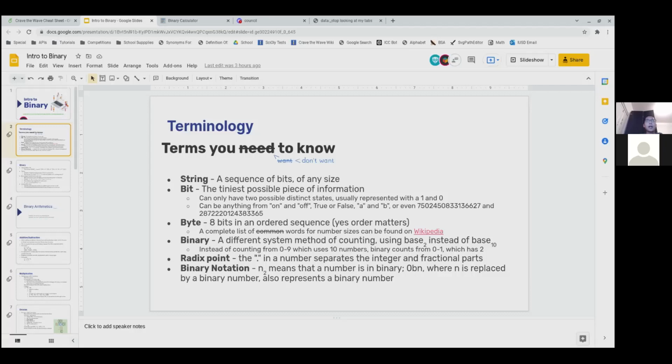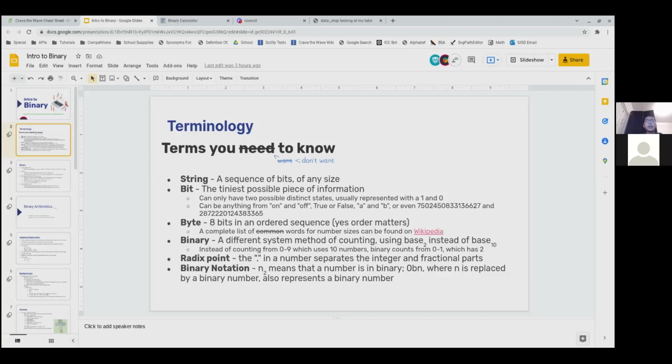So for example, ABC, that's a string. Also 0, 1, 2, that's also a string. So strings are useful in computer programming. And a bit is the tiniest possible piece of information. It can only have two possible distinct states, usually 0 or 1. It can be anything from on and off, true or false, or even some random number and a different random number. So those are bits.